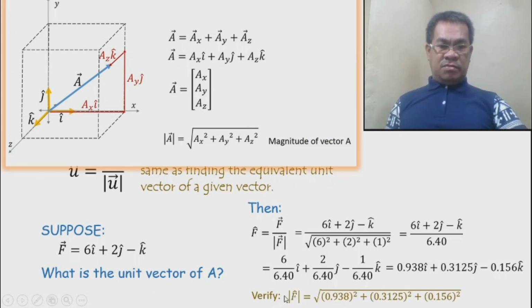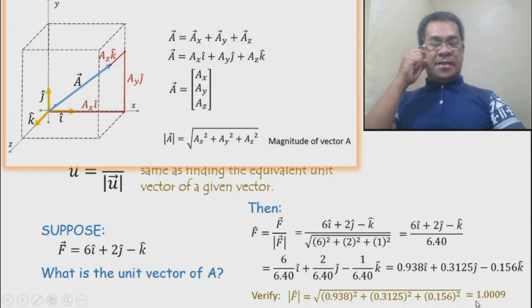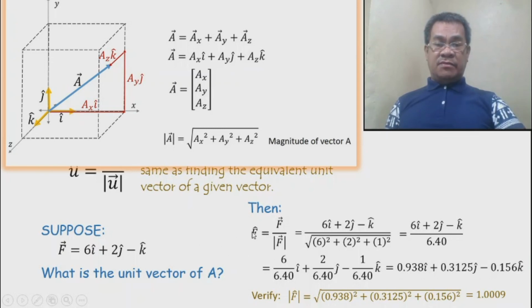So the magnitude of this unit vector, take note, this is the unit vector. So you have to square the x, square the y, square the z. Ignore the negative sign, then calculate. And the answer is 1.000. This is approximately 1. So therefore, this is the correct answer for the unit vector of vector F, because a unit vector should have a magnitude of 1. That's it.